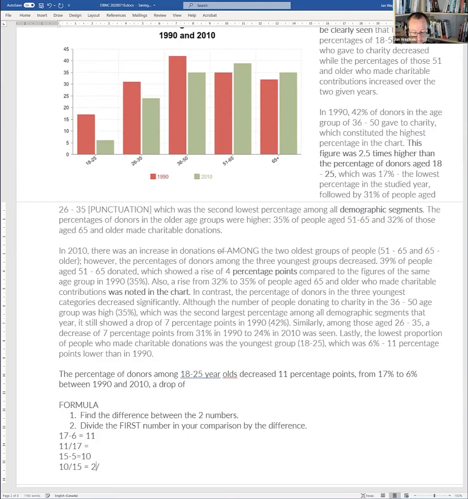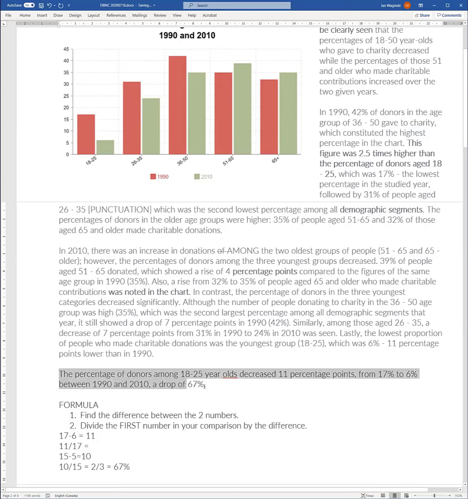Not one over three, two over three. Two over three, sorry. Okay, and what's the percentage? We have to mention a percentage, a drop of 76%. This is the comparison. This is a very important part of it.